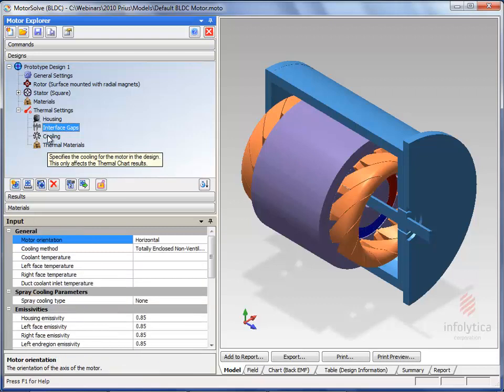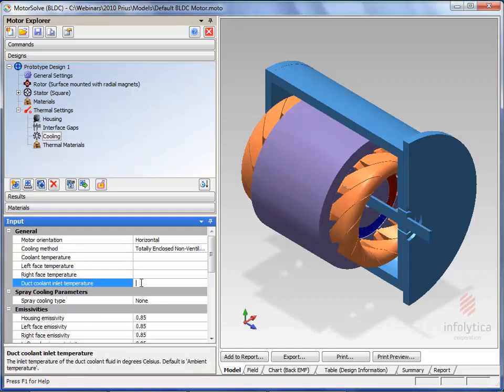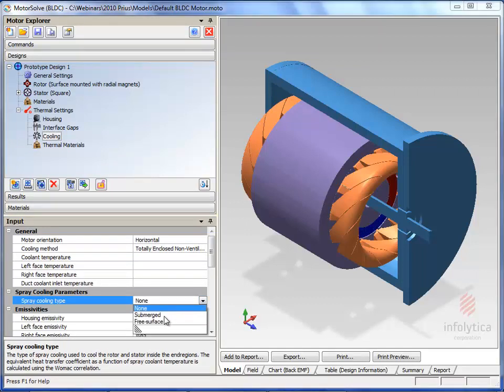But then we go into the cooling configuration area. Our default is totally enclosed, non-ventilated. You can toggle that to totally enclosed, fan cooled if you'd like. Or additionally, you can toggle and add spray cooling.